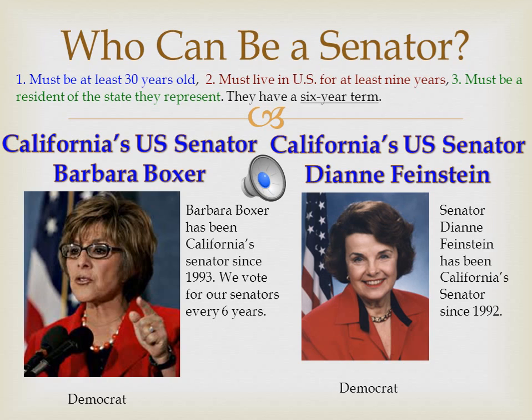And your term is 6 years once you are elected. So that's a long term. It's 2 years longer than the president. So California has 2 senators, as do all states. Barbara Boxer and Dianne Feinstein, they're both Democrats. And they've been going at this for a long time. It's pretty impressive. These 2 women have been senators for a good 20 years.